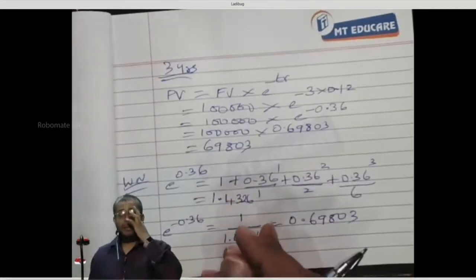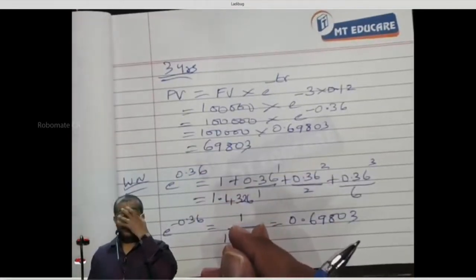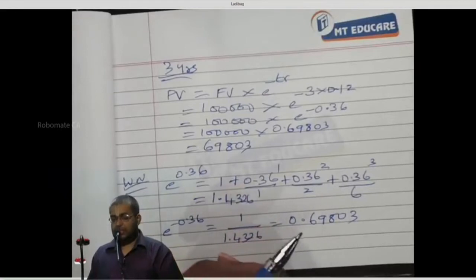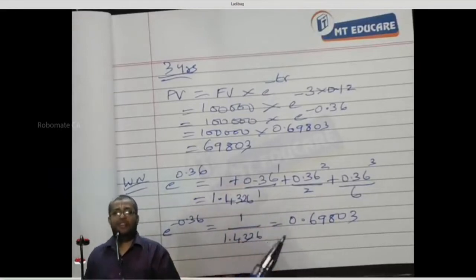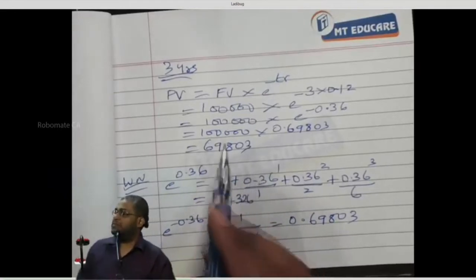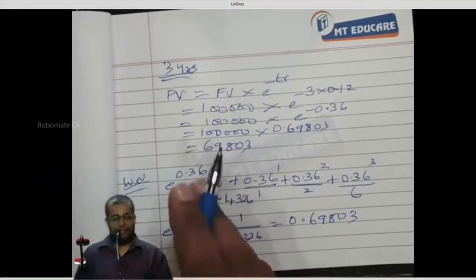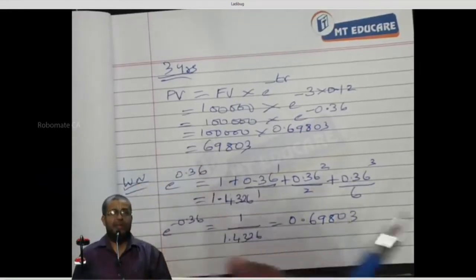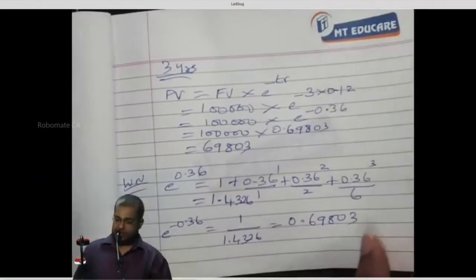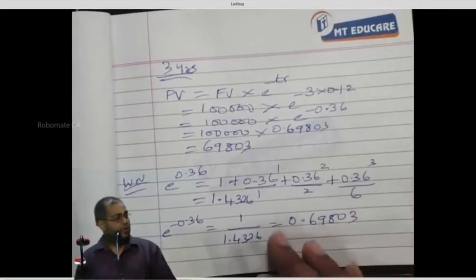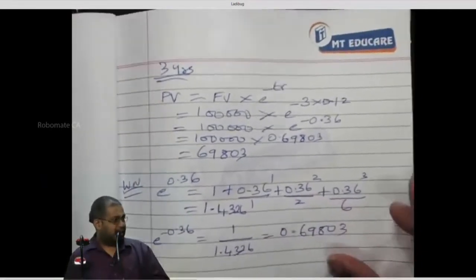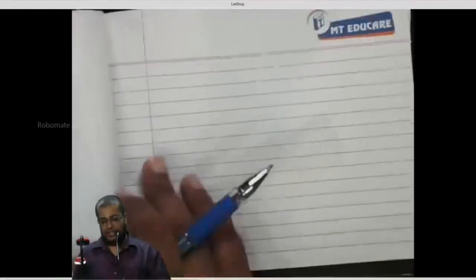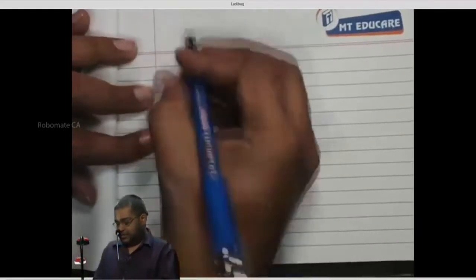That is 69,803. If I deposit 69,803 today for 3 years at 12% continuously compounded, I will be getting 1 lakh as maturity value. Respond yes or no, please. Next. I think you are all doing along with me. Can you turn the page or not? Next, 3 months. The last calculation is going to be 3 months.